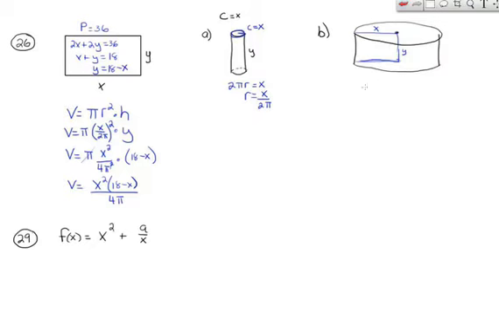Okay, so now let's do it again. And this time we're going to create our cylinder in a different way. We're actually going to take it, and if we rotated that rectangle around the center point, we would shave out or carve out a cylinder. So volume is pi r squared times h.